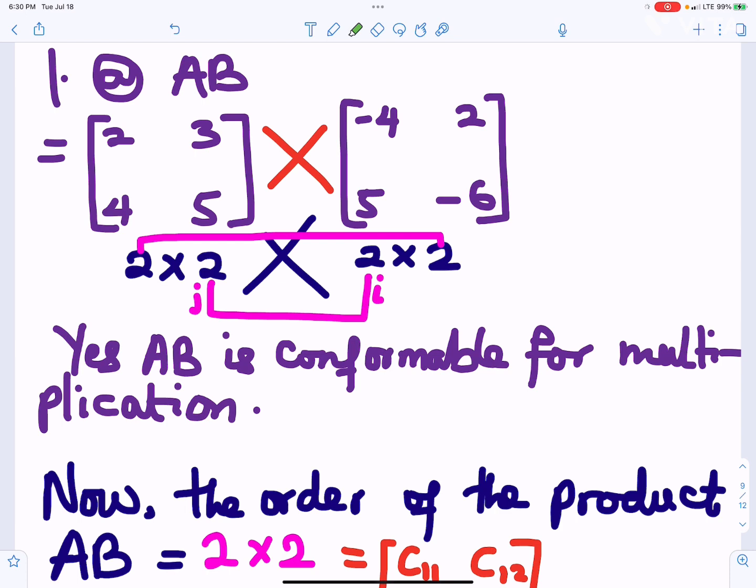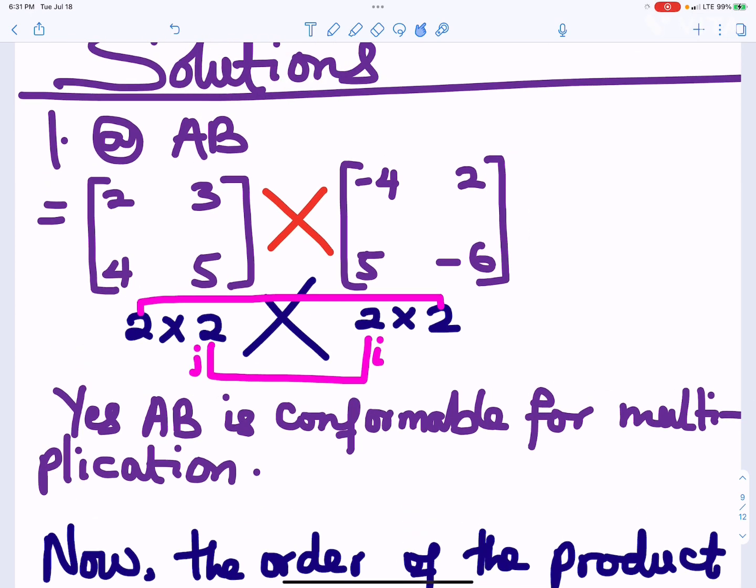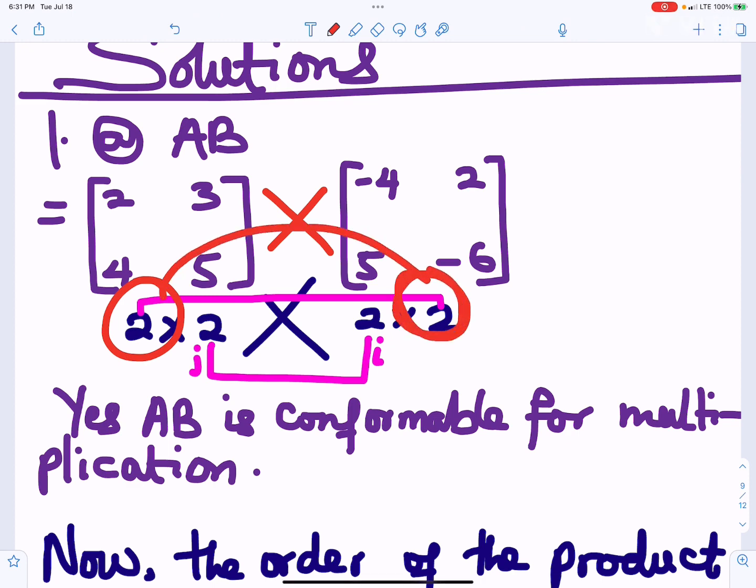Now, we have determined that A and B are conformable for multiplication, or that the matrix multiplication AB is possible. Having determined that multiplication is possible, to carry out the multiplication, the first thing we need to write down is the order of our answer. There's another piece of information to pick here. After doing the multiplication of A times B, the order of my answer will be 2 by 2.